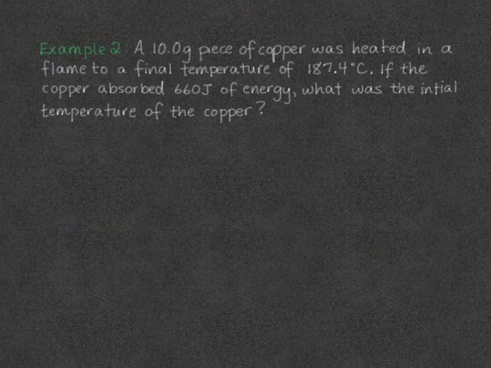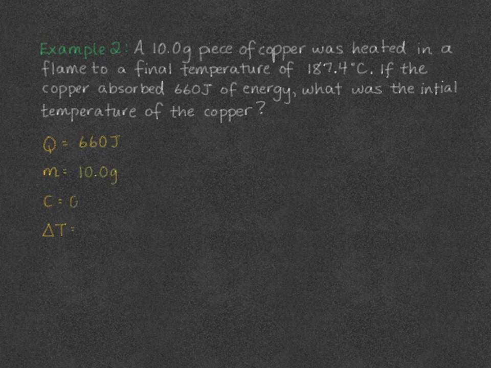In our next example, we're going to be solving for initial temperature. So a 10-gram piece of copper was heated in a flame to a final temperature of 187.4 degrees Celsius. If the copper absorbed 660 joules of energy, what was the initial temperature? So we're again going to list all of our parts of the equation, so Q, M, C, and delta T. So we know that Q is 660 joules. The mass of our copper is 10.0 grams.